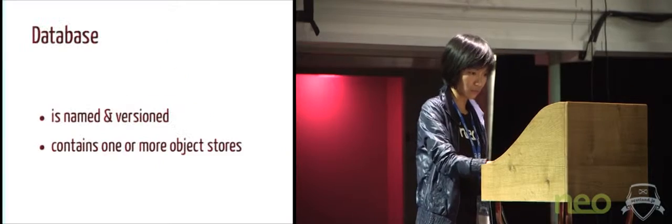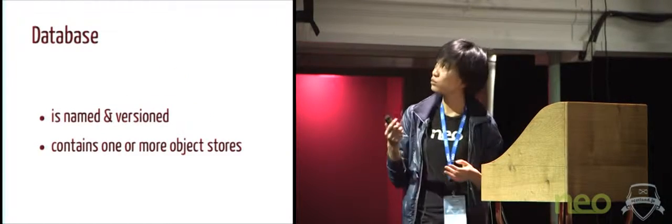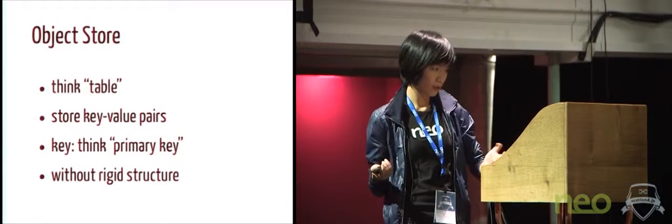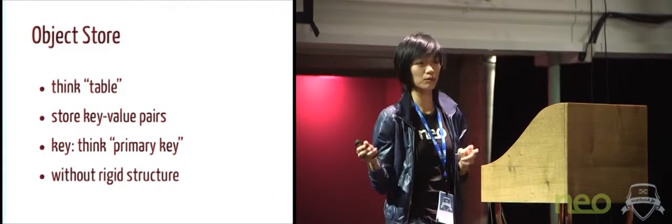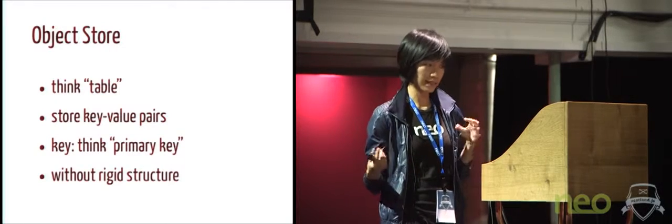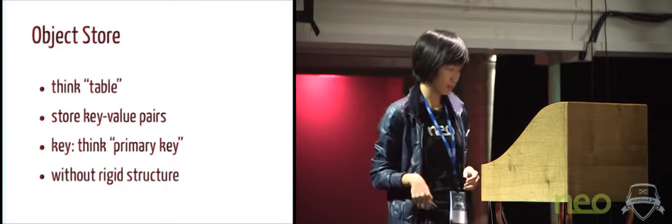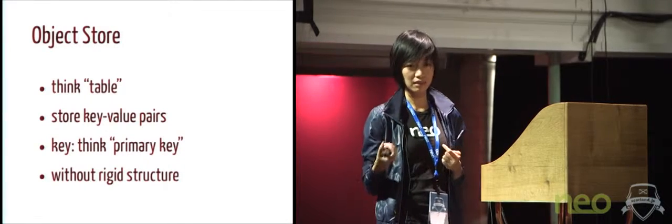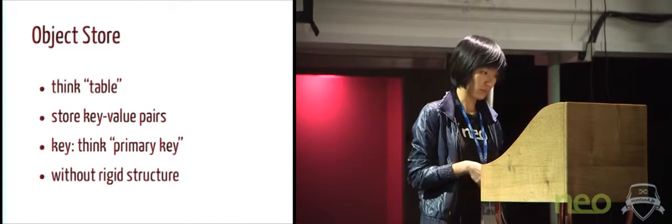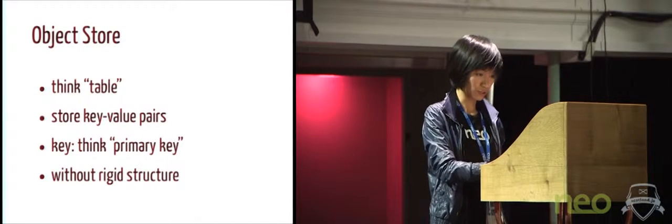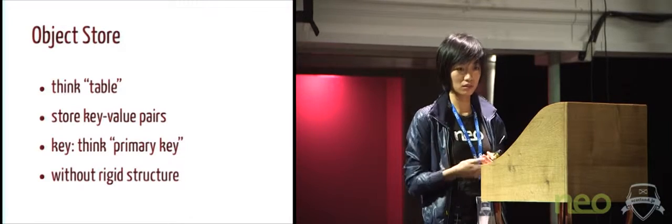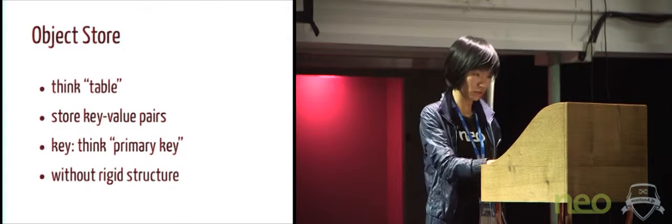So you have a database, which has a name and version, and it contains one or more object stores. An object store is like a table in a relational database, and it stores key-value pairs. A key is like a primary key, which means it uniquely identifies a particular value. And like I said, there's no rigid structure, there are no columns, there's no defined set of properties that you have to give to each of your objects.